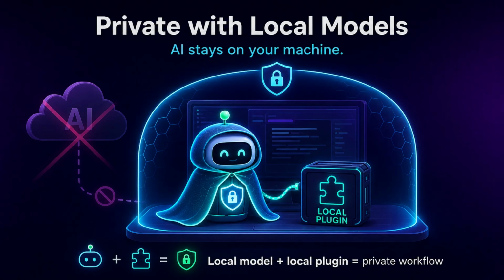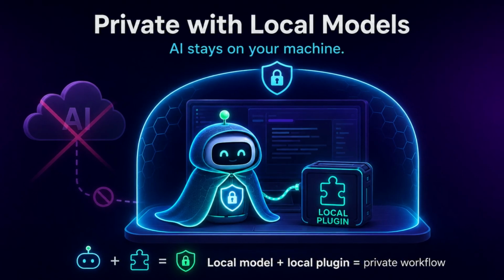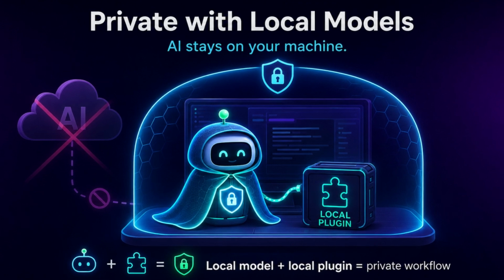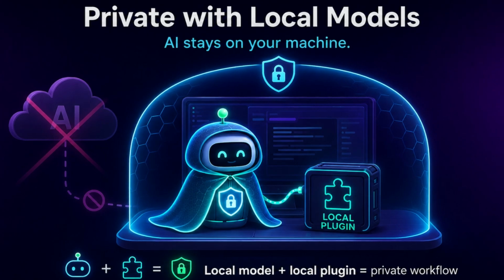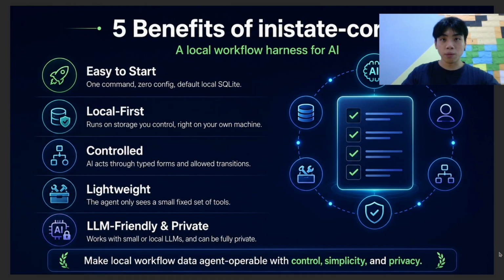And when we pair Inistate Core local storage with a local LLM, the whole workflow can become fully local and private. No cloud model is required, no API cost is required, and the workflow data does not need to leave the machine. So, for teams that care about privacy, internal records, and controlled local execution, this is a very important advantage. To sum up, the value of Inistate Core is not just storing data.